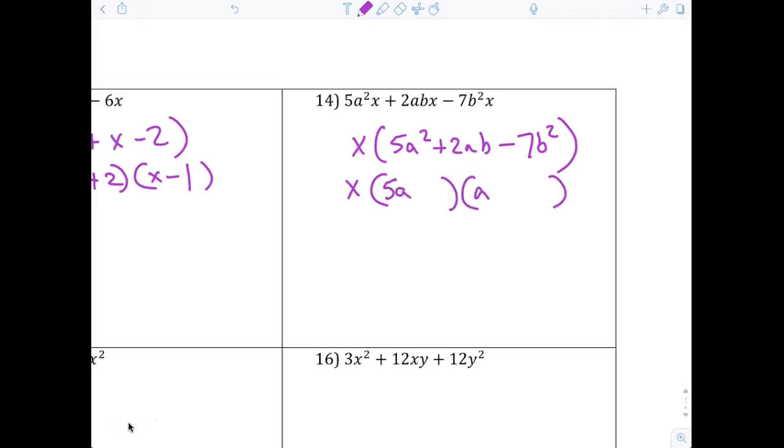(5a) and a. Now, where does the 7b have to go? 7b definitely has to go on the left. B has to go on the right, because again, you want positive 2. So that's positive and that's minus. Anybody have any questions with that?